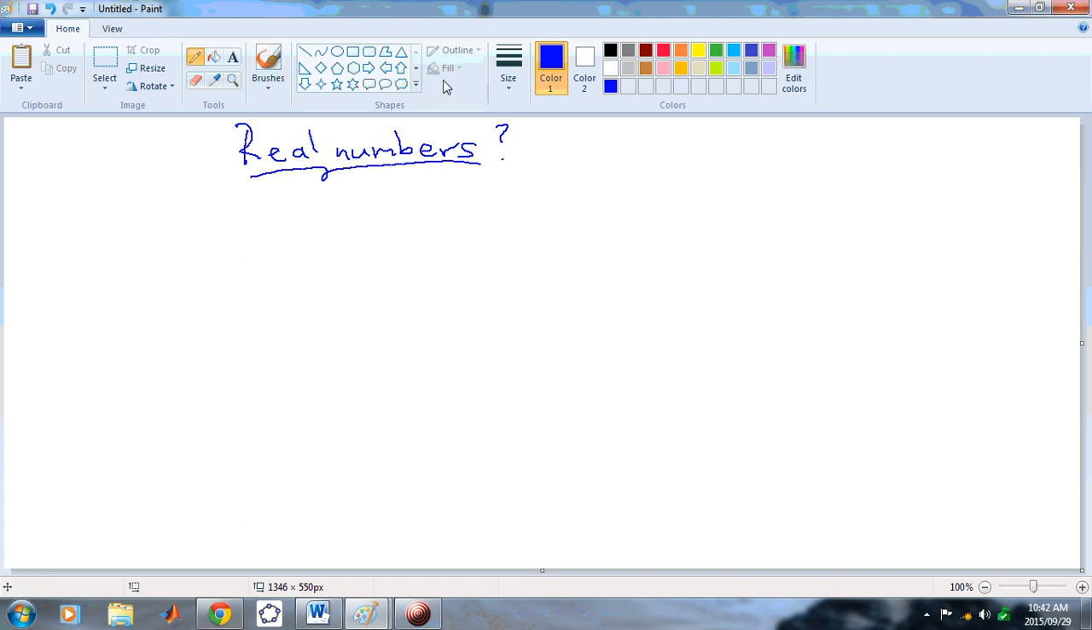Well, in mainstream mathematics, real numbers are defined as a set that contains the irrational numbers. Now, the irrational numbers do not exist. I know most of you have grown up being taught that things like pi, square root 2, e, etc. are all irrational numbers. That's actually untrue.